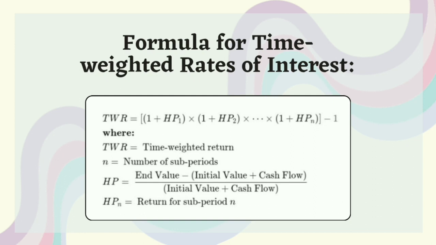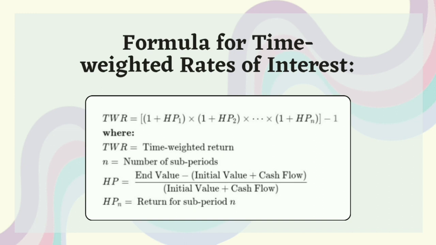Shown on the screen is the formula of TWR. TWR is equal to the quantity of 1 plus HP sub 1 multiplied by 1 plus HP sub 2 and so on, multiplied by 1 plus HP sub n, minus 1, where TWR is the time-weighted rate of return, N is the number of sub-periods, HP is equal to the end value minus the initial value plus cash flow, all over the initial value plus the cash flow. And HP sub N is the return for sub-period N.